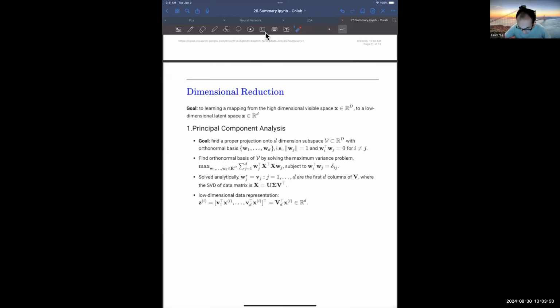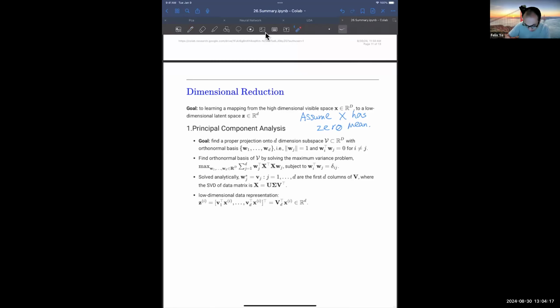But of course, we need to make an assumption here. I forgot to mention this: we need to assume X has zero mean. This is the assumption before you do any kind of PCA. If X doesn't have zero mean, then you have to subtract the mean to shift the data to the origin.